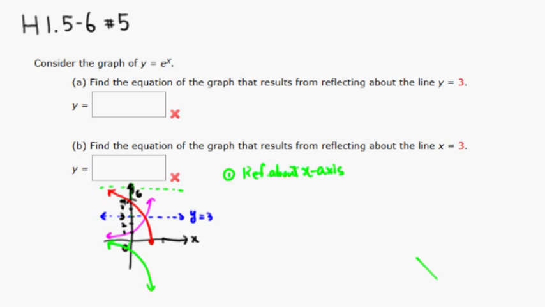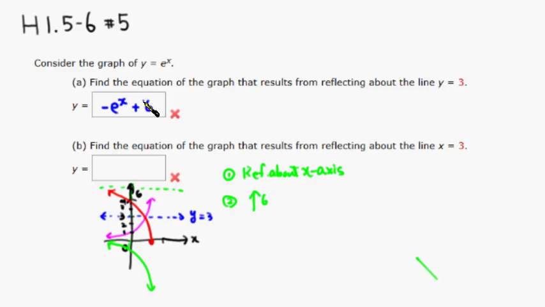So we need to apply two transformations: a reflection, then a shift upward 6 notches. We can easily achieve this by doing this. Start with e to the x, reflect it about the x-axis, then shift it up by 6 notches. So that's for part A.